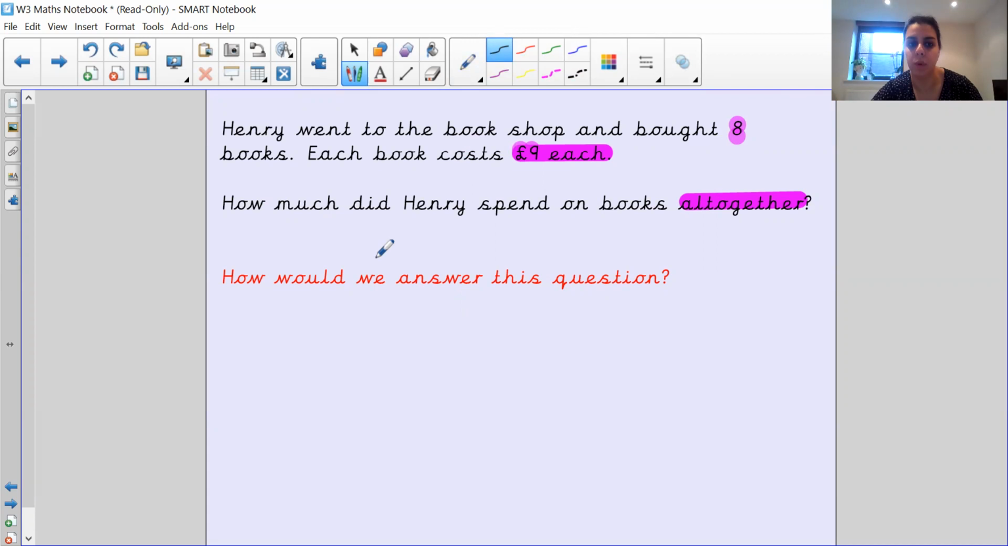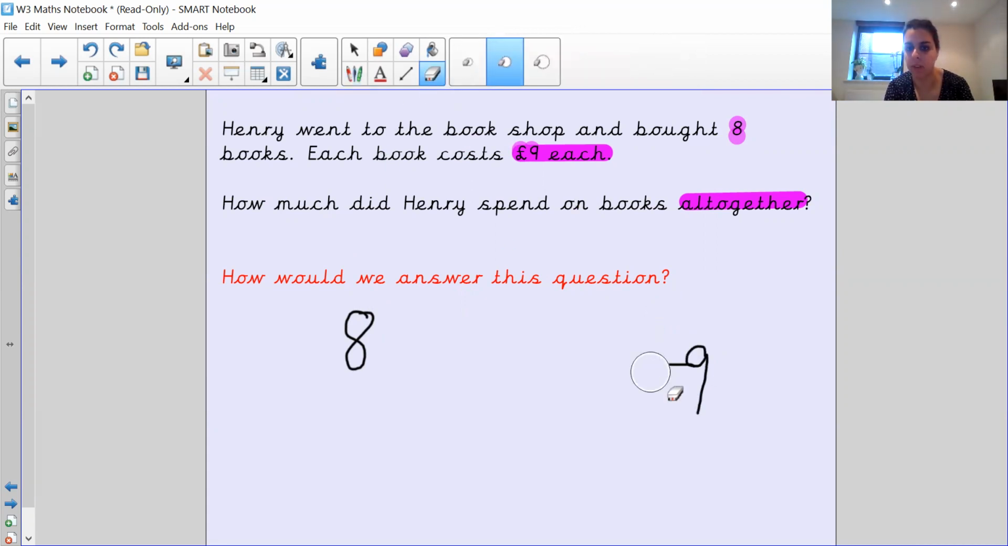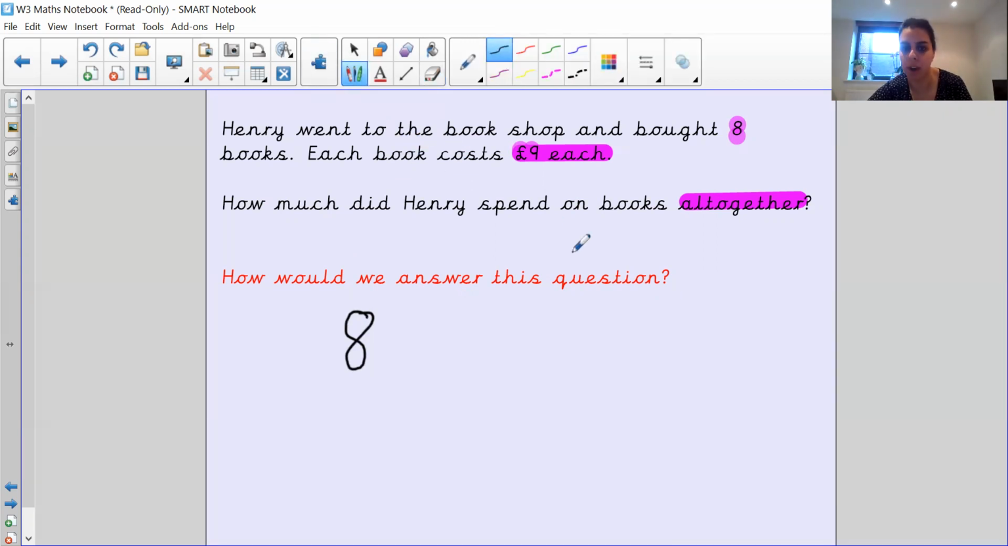So he went to the bookshop and he bought 8 books. So I know that he has got 8 books. And each book costs £9. So that is my important section. That was terrible. Terrible writing. We'll try that again. I think this is something I'm going to need to practice with. So we've got our pound and £9. That was better.